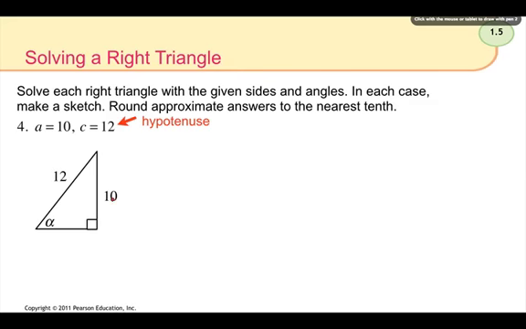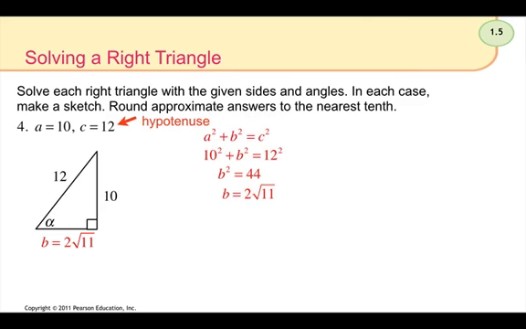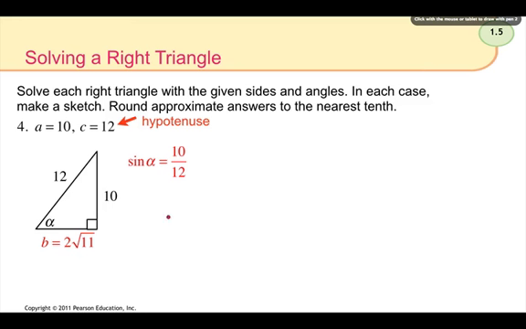Here's my side A. Opposite to the side A is the angle alpha. Opposite to this letter C, the side C, is the 90 degrees. So I'm able to find B using the Pythagorean theorem. So here's how you find B using the Pythagorean theorem. Now at this point, we're going to have to find the angles. And if you remember, as I mentioned earlier, the only way that you're going to be able to find angles is by using inverse functions.